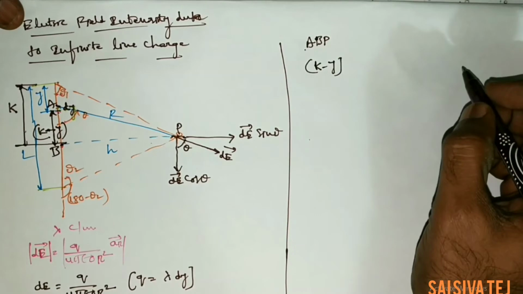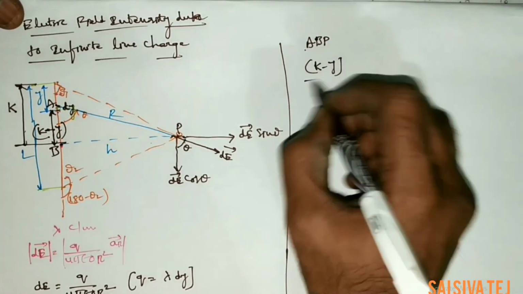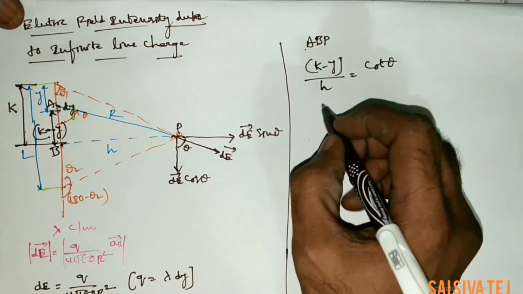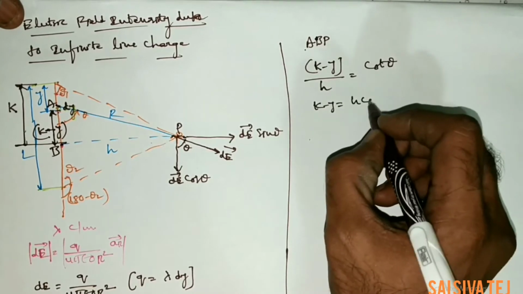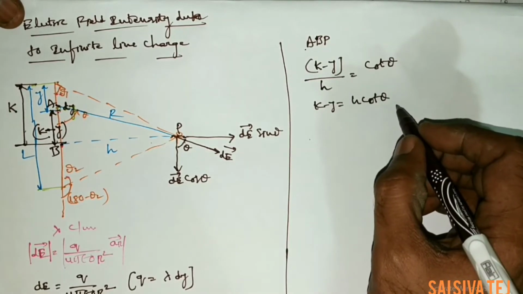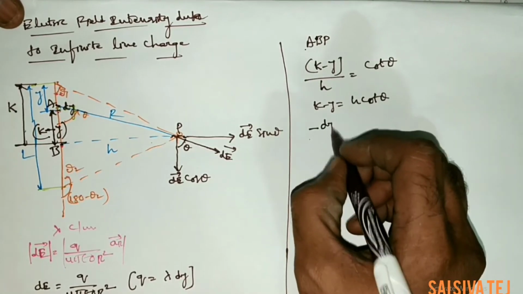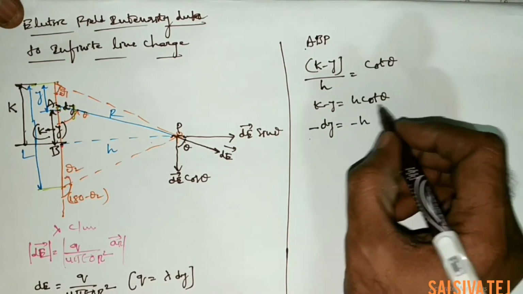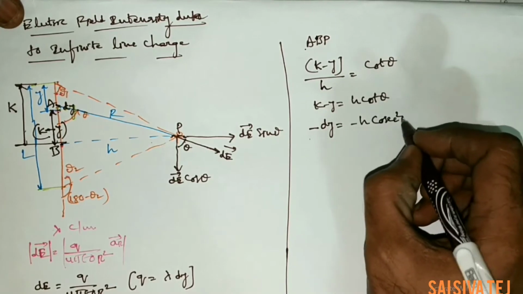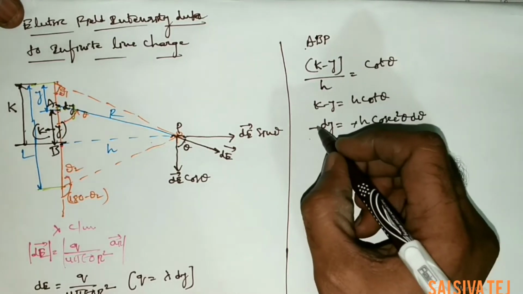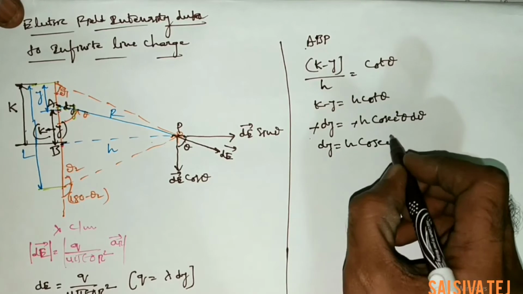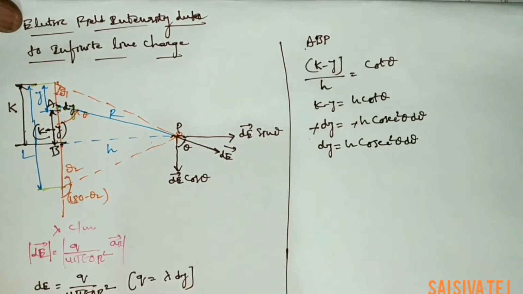(k - y)/h is going to be equal to cot theta, and we are going to have k - y = h cot theta. If you differentiate on both sides, k is a constant, so it will be 0, minus dy is equal to, and the differentiation of cot theta, we know, is minus cosecant square theta d theta. So the minus signs cancel each other, and we are going to have dy = h cosecant square theta d theta.